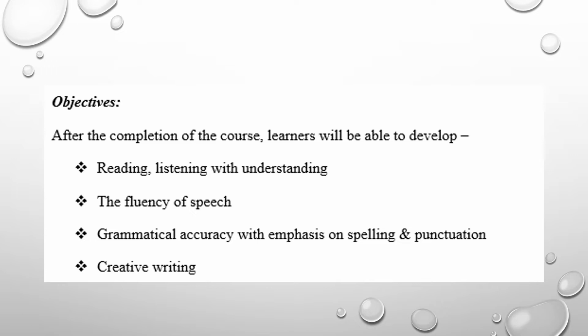Next point, number 3, grammatical accuracy. Grammatical accuracy means grammatical correctness, appropriateness, with emphasis on spelling and punctuation. So this subject will give importance to grammatical accuracy, as well as to spelling and punctuation, because these are very important.